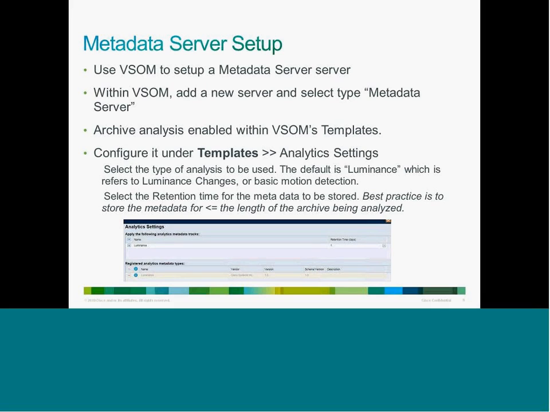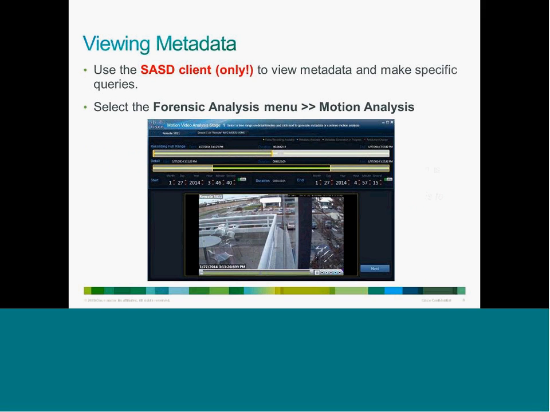So we talked about this, and we've seen how to set up the metadata server first by itself, then add it to VSOM, then go to templates and make sure the settings are right. Luminance is the term used for motion detection. Essentially, it's change in pixelation, and that is what you use for motion detection. It's a basic algorithm as far as analytics goes. And the goal is, as we go forward, we'll be able to do many more interesting things using this infrastructure.